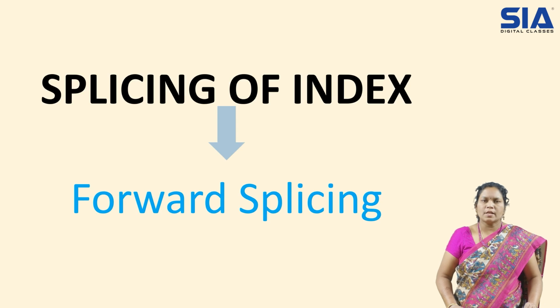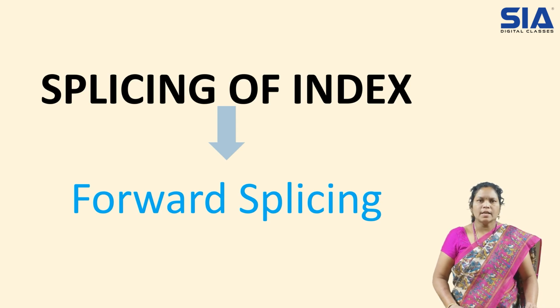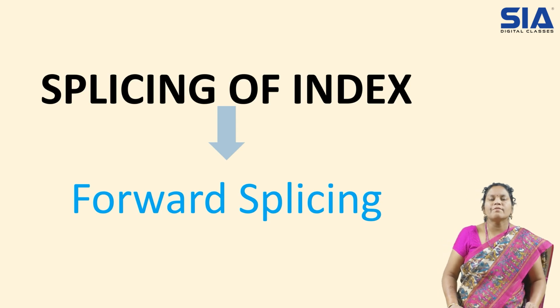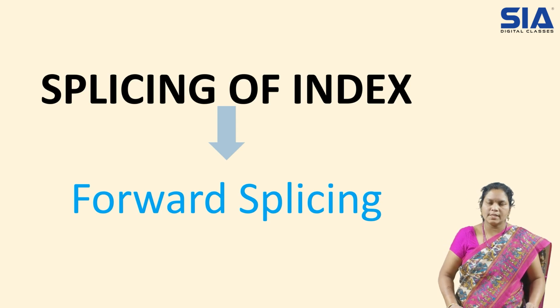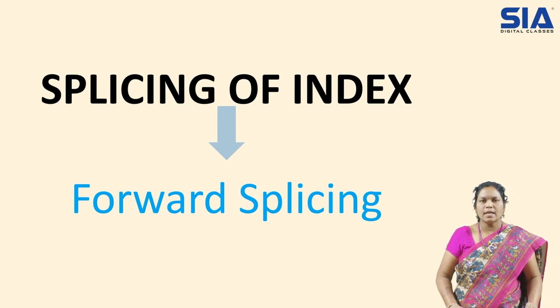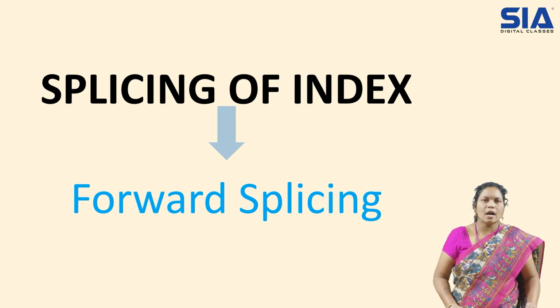Today's concept is splicing of index numbers. So, splicing concept, let us learn. In splicing concepts, we have two types. One is forward splicing, another is backward splicing. So, in this session, let us learn how forward splicing will go on.